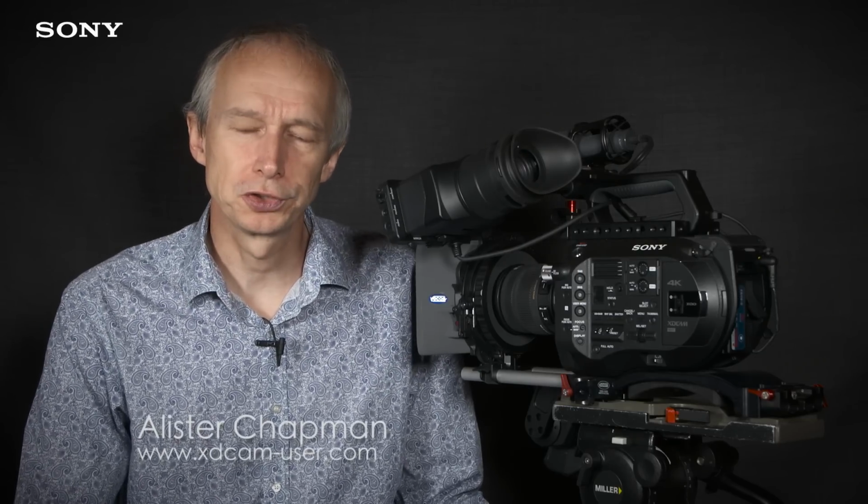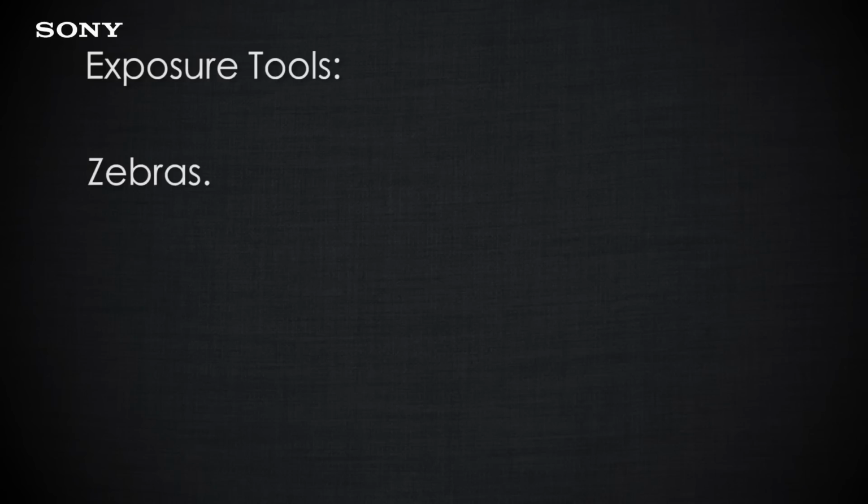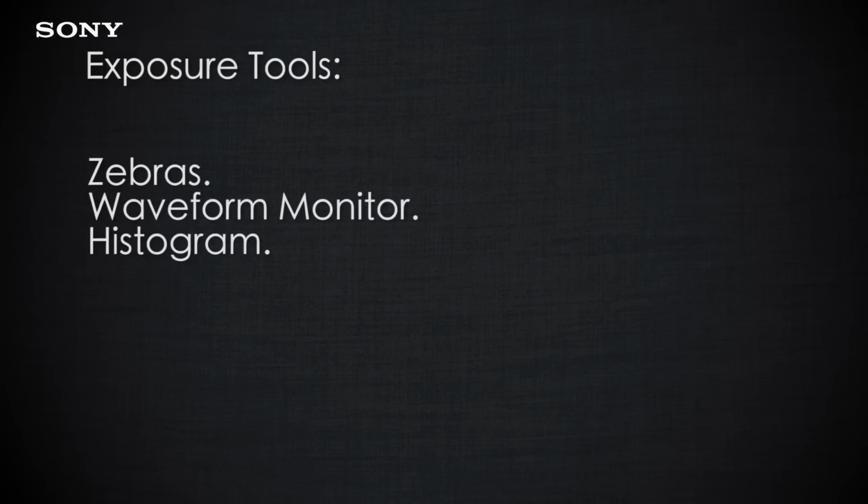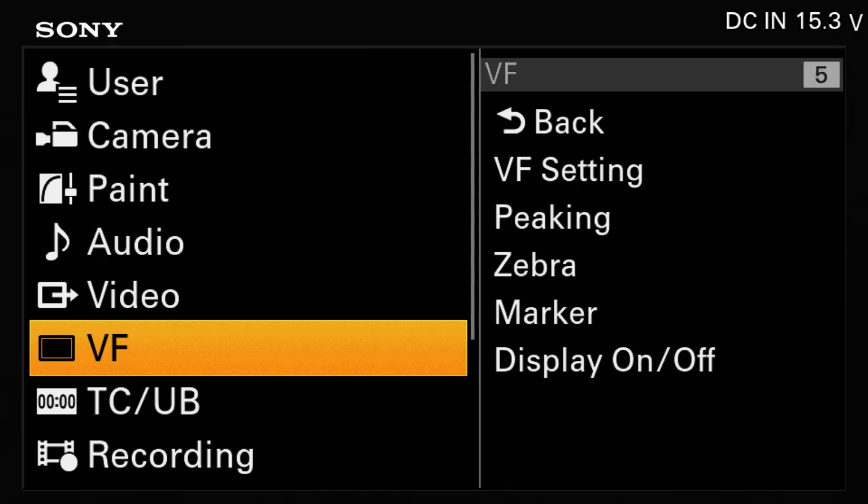Hi, my name's Alistair Chapman, and in this video we're going to take a look at the exposure tools in this camera, the Sony PXW-FS7. Now those tools are the Zebra, the Waveform Monitor and the Histogram. They're all set and controlled under the VF settings page of the camera's main menu.